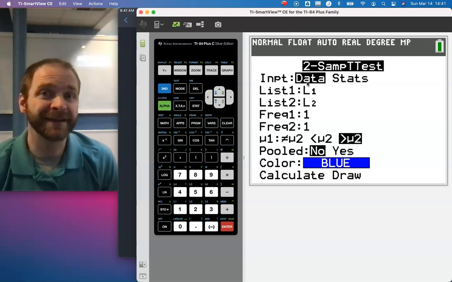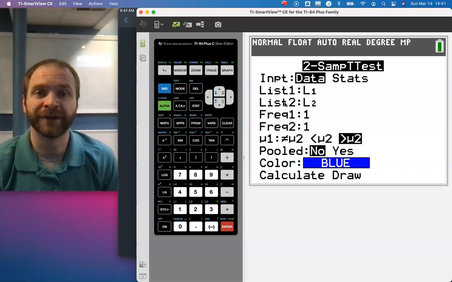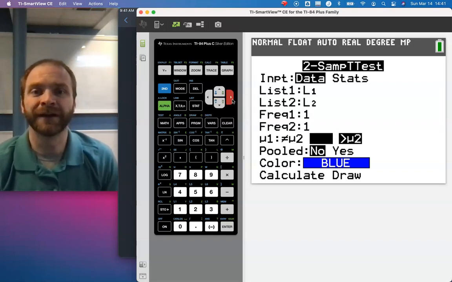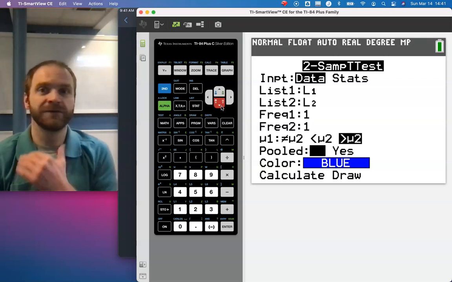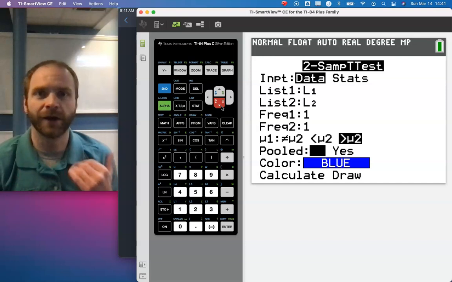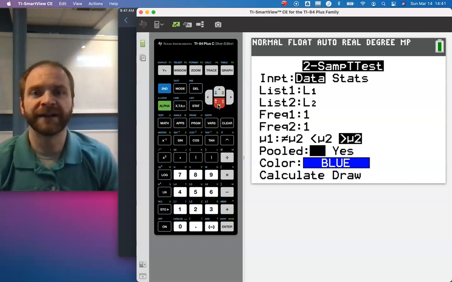Now in this case, I'm going to base everything off of the data because we have it inputted in L1, we have it inputted in L2. Do not change the frequency, and we're looking for it being greater. This pooled, no. Just say no to pool. Just say no. Don't do it. And then I'm going to hit calculate.